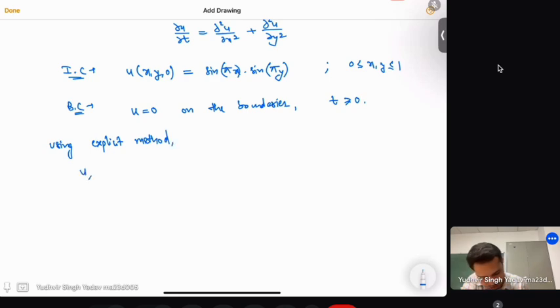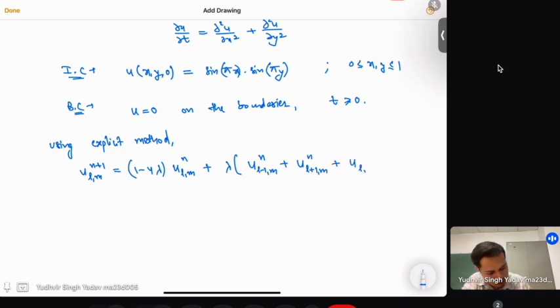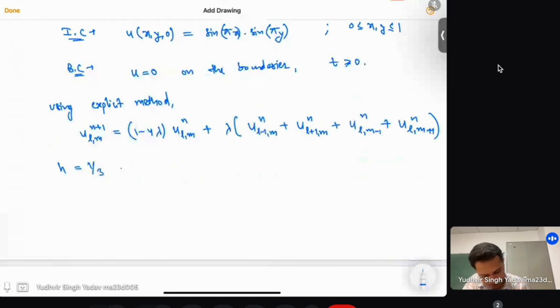And the given scheme is u(l,m)^(n+1) = (1 - 4 lambda) u(l,m)^n + lambda times [u(l-1,m)^n + u(l+1,m)^n + u(l,m-1)^n + u(l,m+1)^n]. So this is an explicit scheme that we have to use in order to solve the above problem, and the step sizes are given as h equals 1 by 3 and lambda is given as 1 by 8.